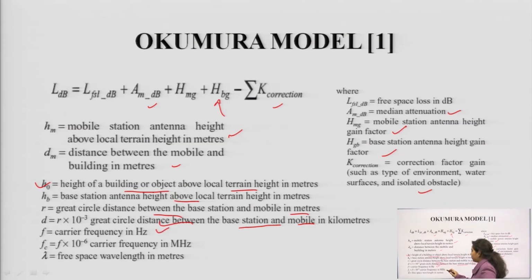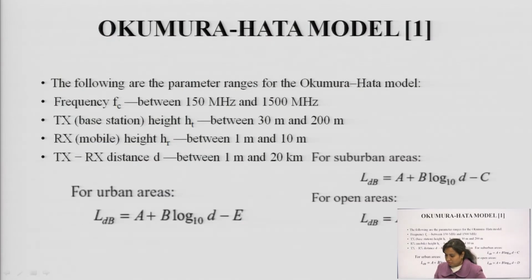F is the carrier frequency in hertz, Fc is the carrier frequency in megahertz. Lambda is the free space wavelength in meters. So, this is how this Okumura model is designed. This is the loss in decibel, this is Hm, Dm, height and distance, these are the different parameters.